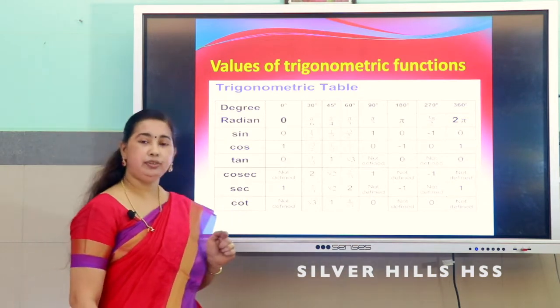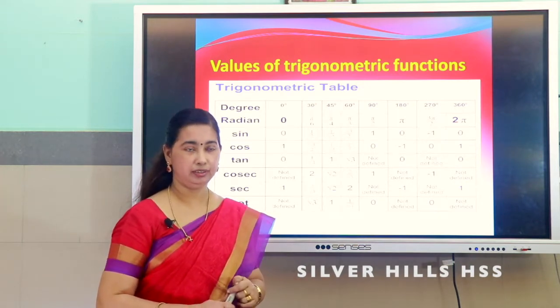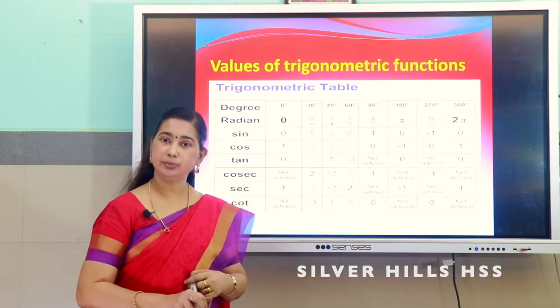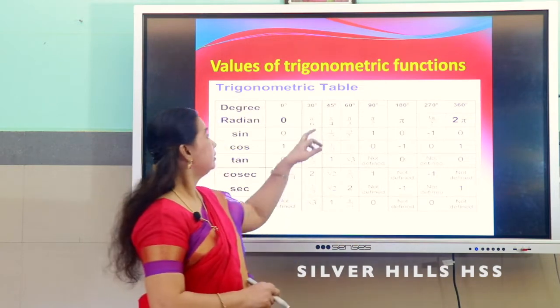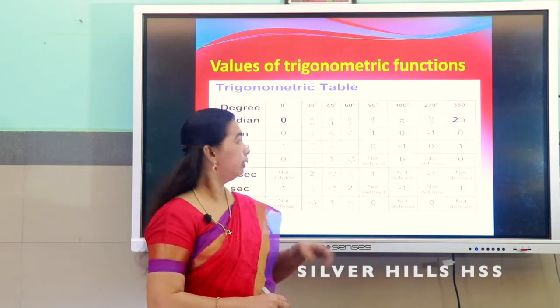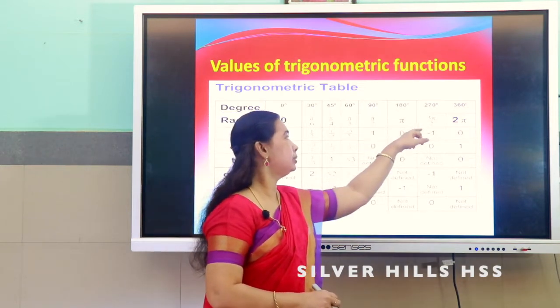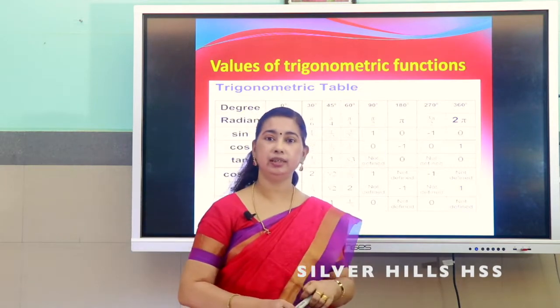In the last video, we discussed degree-radian conversion. We know that the corresponding radian measure of 30 degrees is pi by 6, 45 degrees is pi by 4, 60 degrees is pi by 3, 90 degrees is pi by 2, 180 degrees is pi, 270 degrees is 3 pi by 2, and 360 degrees is 2 pi.